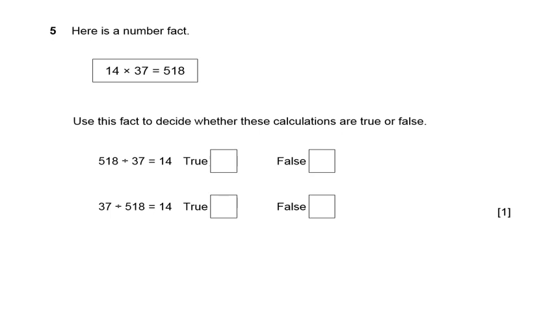14 times 37 equals 518. This is true. This is false.